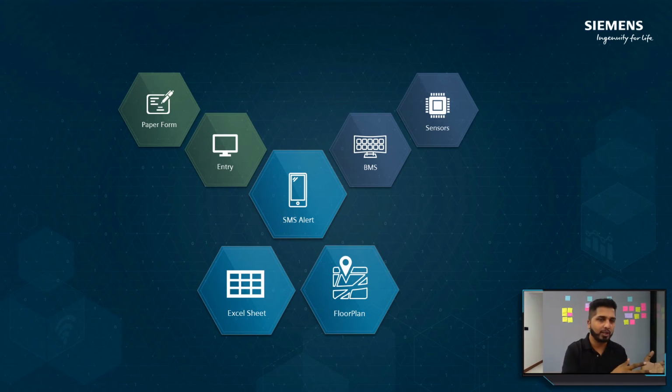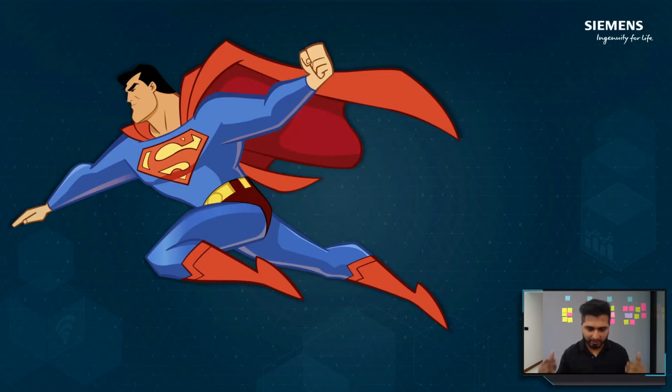From the manual side, he takes a floor plan: oh, this is the area, and these are the sensors available here, which he takes from Excel. Either way, he is doing a lot of things manually. It takes about half an hour to 1 hour to identify this information, and then he goes to the place, and then he is the Superman. He's going to fix the issue.